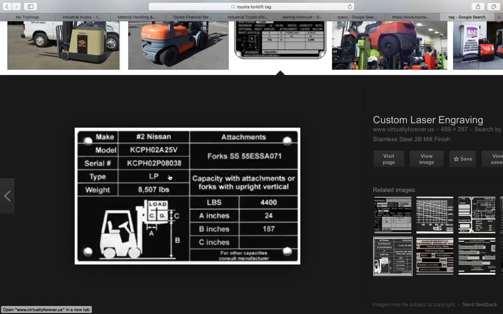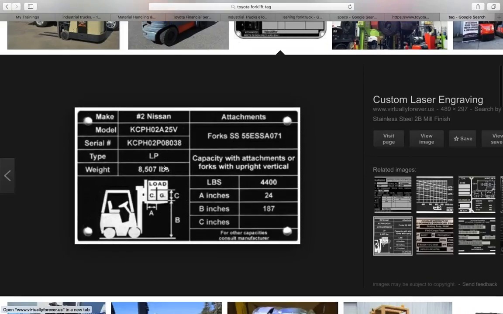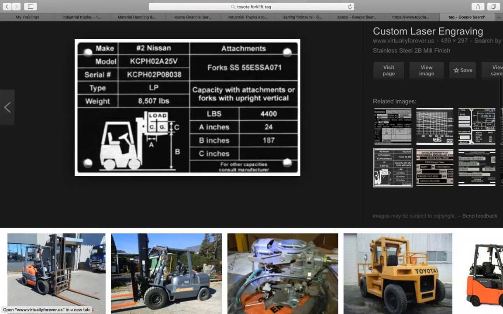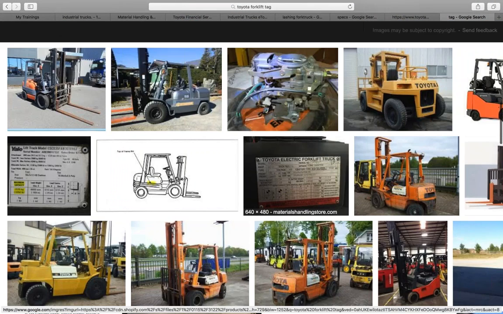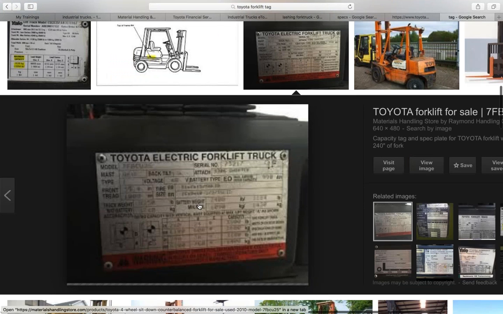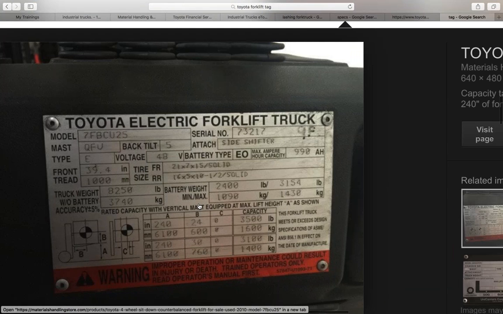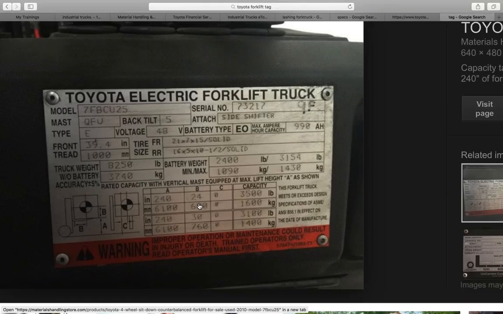This is, if you see here, a Nissan forklift. Okay. Look at this. 8,500 pounds, and its maximum lift capacity is 4,400 pounds. So almost twice as much. Most forklifts, a lot of them, will be about 1.5 to 2 times as much as their lifting capacity. Okay, Toyotas tend to be a little bit less. So let's see where this one is. Battery weight. We're looking at this one. Let's see, truck weight here. Look, 8,500.